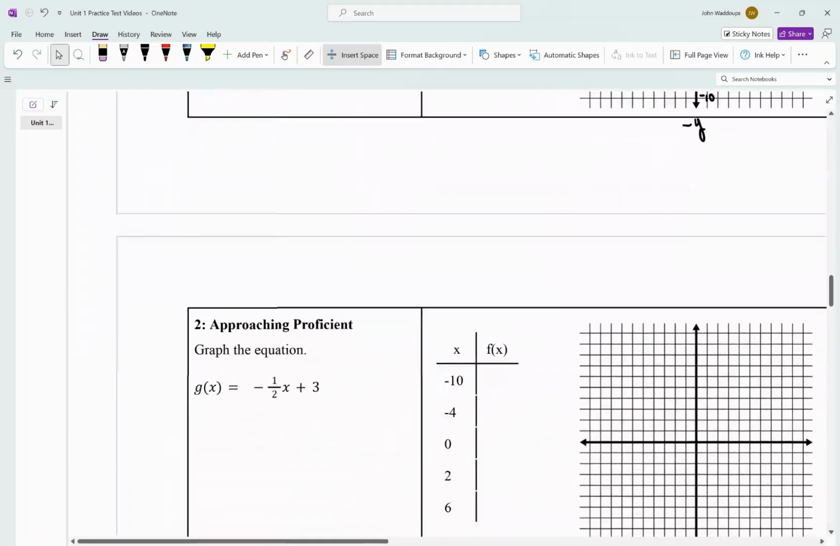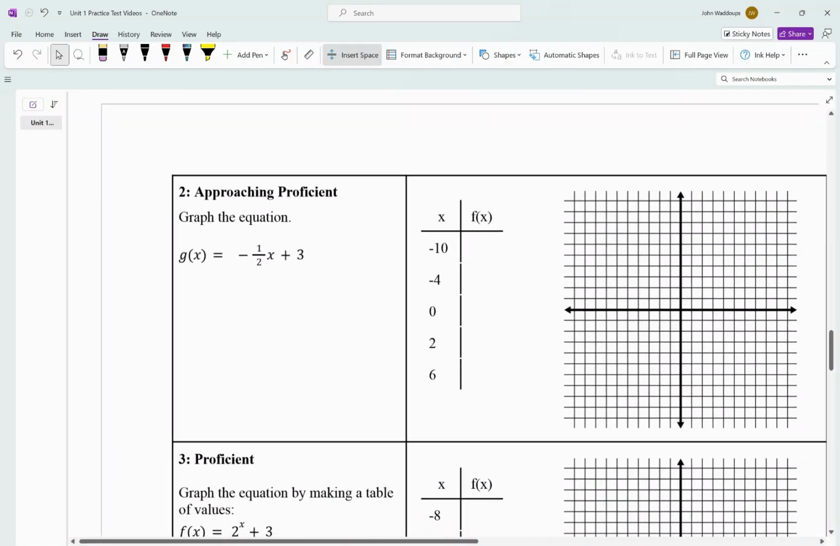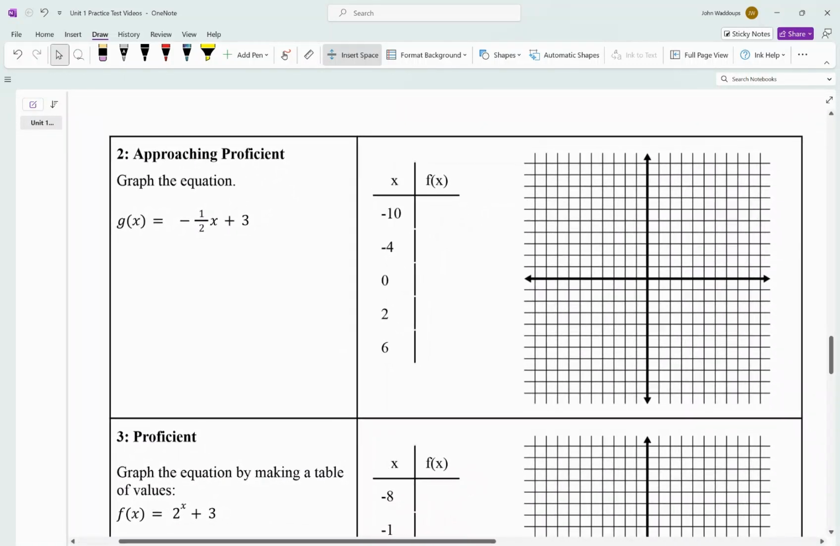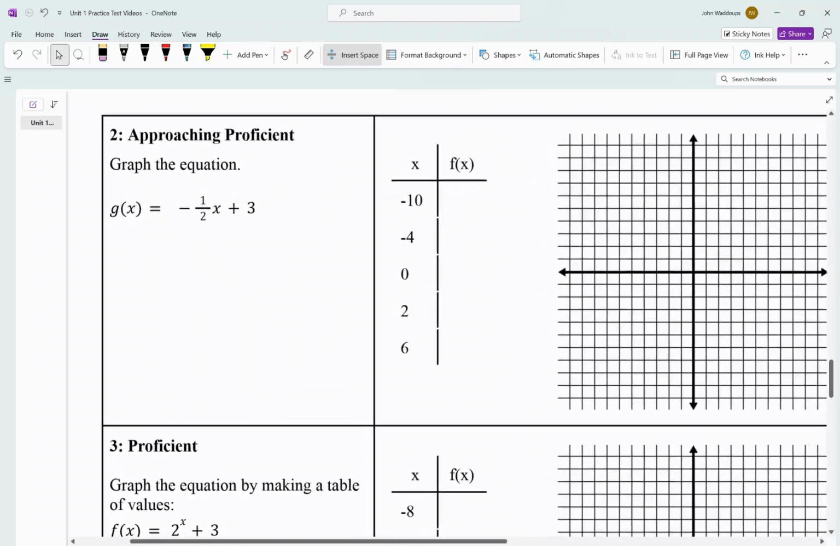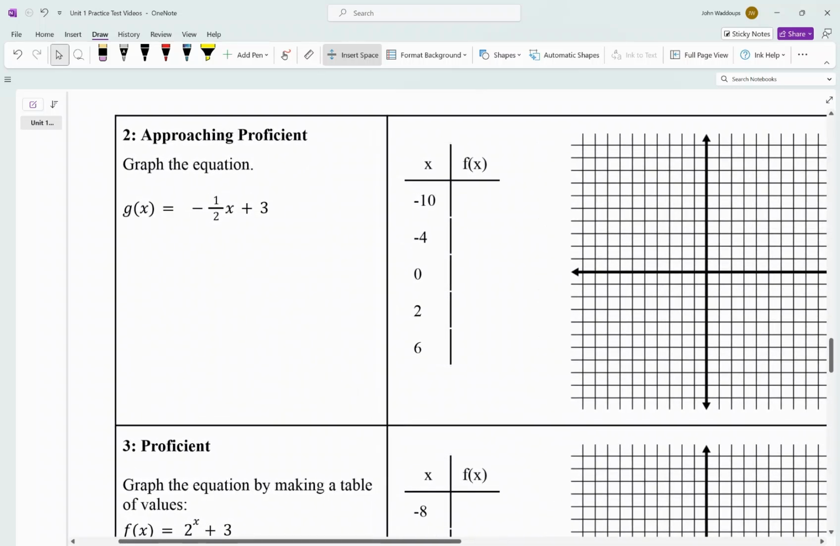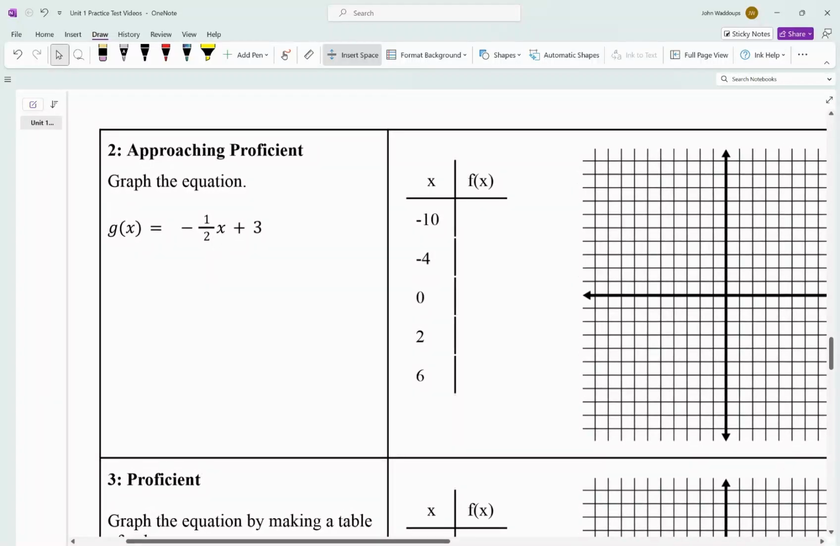Hello, welcome. This video is on basic graphing, and this is at the approaching proficient level. They've asked us to graph the equation g of x is equal to negative 1/2 x plus 3. And they have given us some x values to help us out here.